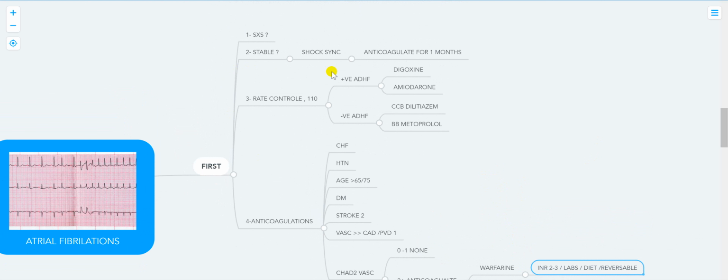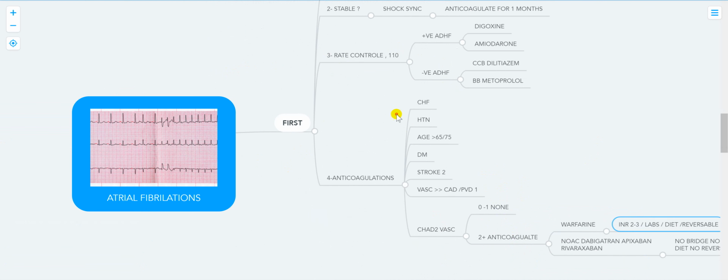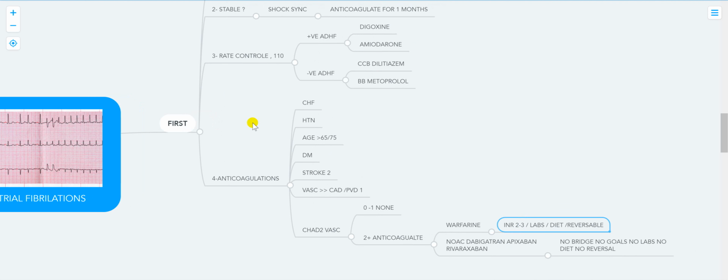And we have to look at the stability. If it's unstable, we shock and we anticoagulate for 1 month. And that's basically the summary of atrial fibrillation.